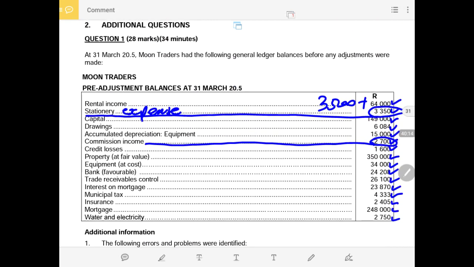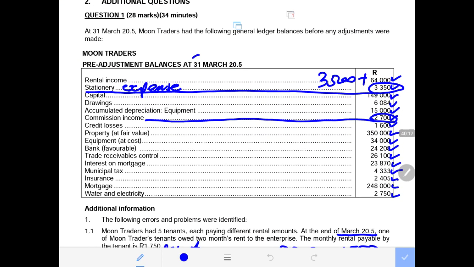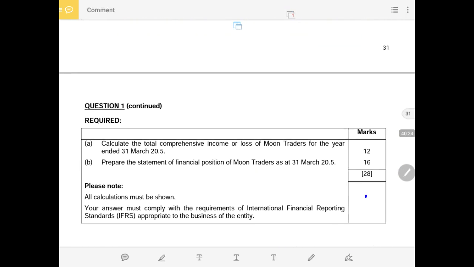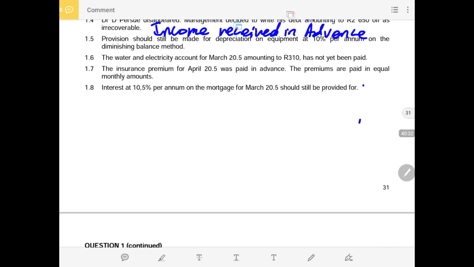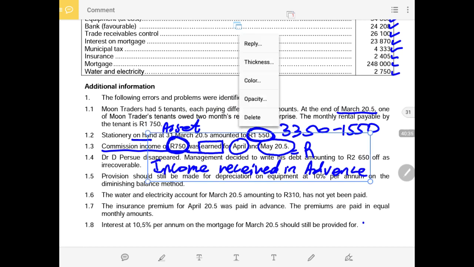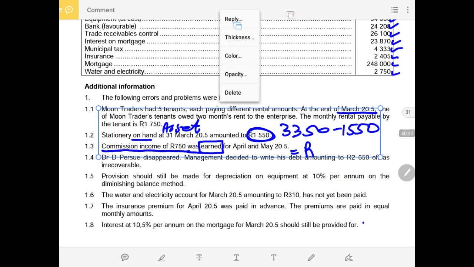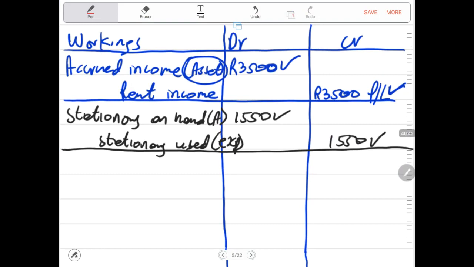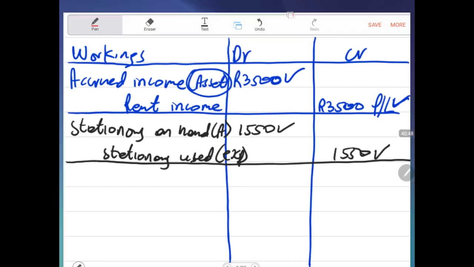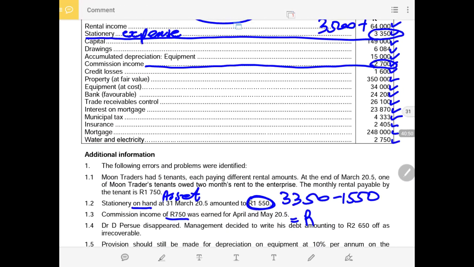Now, please be mindful of the fact that the trial balance is for the year that ended 31st of March 2005. What does that mean? That means our accounting period ended 31st of March 2005, and we are required to prepare financial statements for the year that ended 31st of March. Take note of that. But we have received money for the month of April and May. So that means it is income that is received in advance. And we know that income received in advance is a liability.